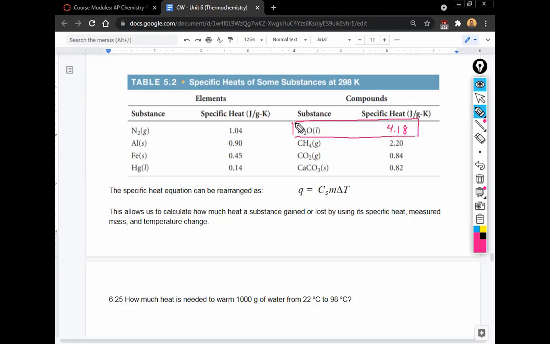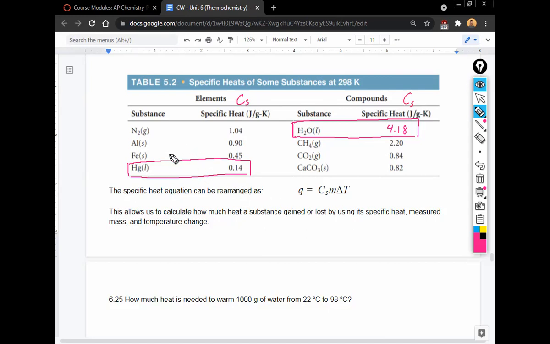So if you want to increase the temperature of water, you have to put a lot of energy into it. What about the lowest? Which one is the easiest to heat up? Yeah, Hg. This is mercury, liquid mercury. It's the easiest to heat up because it has the lowest specific heat. So that's basically how you read the table. These are the values, and these are all CS, so specific heat.